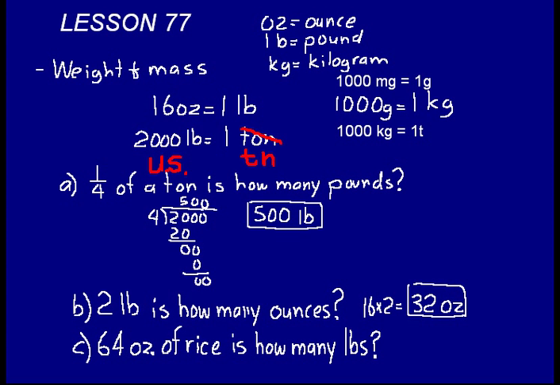Let's do one more. 64 ounces of rice is how many pounds of rice? Let's just think about this. We have 64 ounces of rice. 16 ounces is equal to 1 pound. So 64 ounces is equal to 16 times what? How many pounds? That would be 4, right? 16 times 4 is 64. And so that means our answer is 4 pounds. 64 ounces of rice is the same thing as 4 pounds of rice.